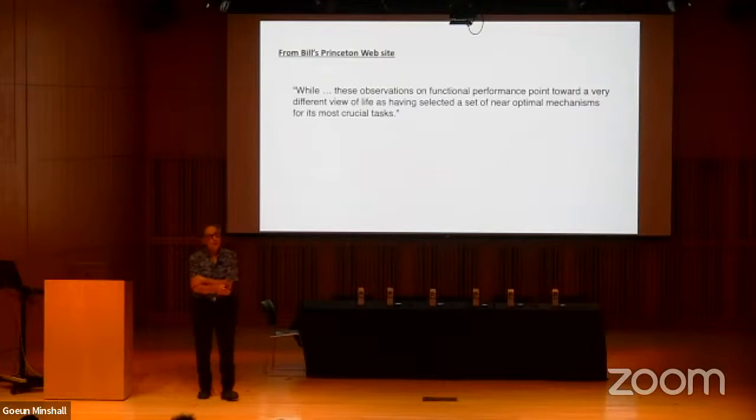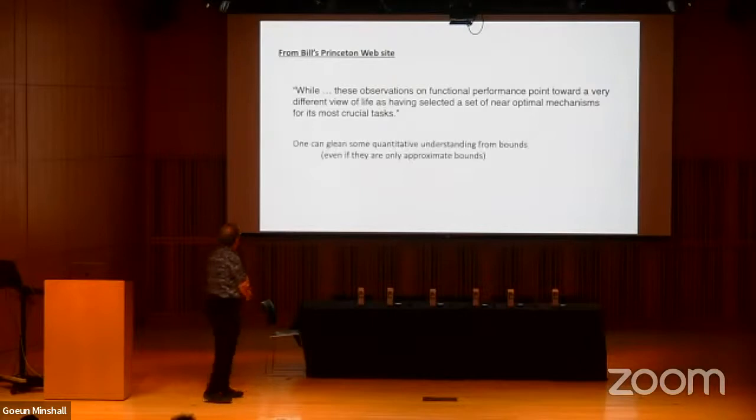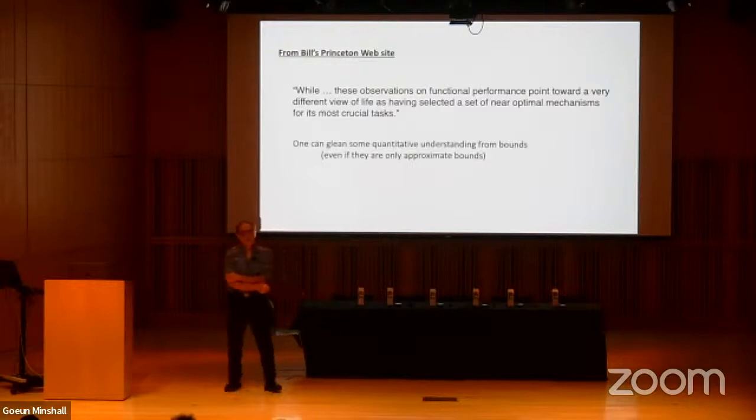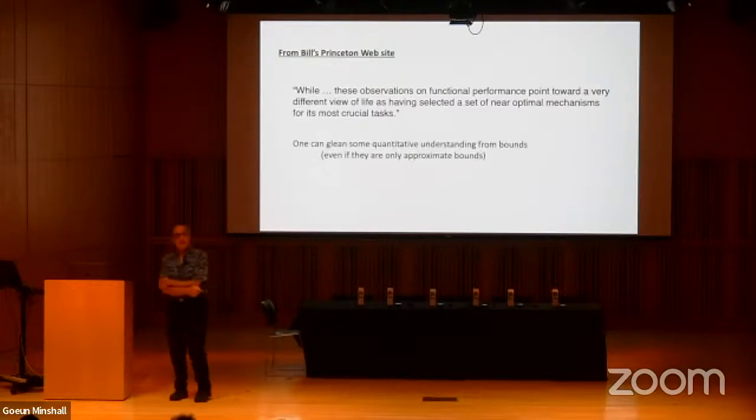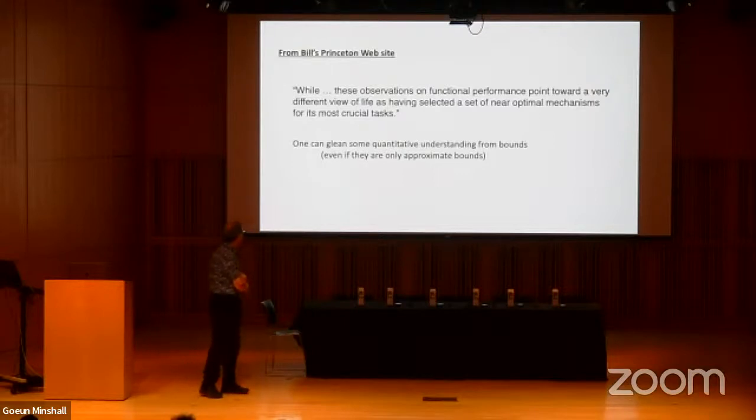And underlying this perspective is to ask whether there are bounds on various things that we can understand, even if we don't ask exactly how a particular system reaches those bounds. If we can understand in some quantitative sense what bounds the performance of some system, we've understood something. So that's what I'm going to focus on in the context of superconductivity. What can we learn from quantitative bounds, and then with a parenthetical apology, even if they are only approximate bounds.